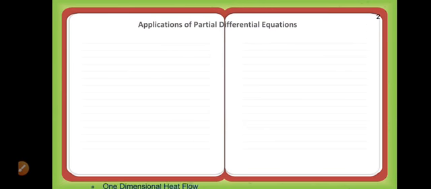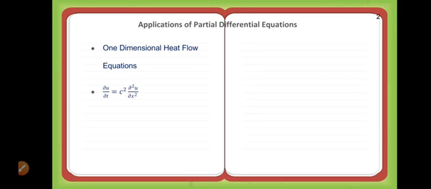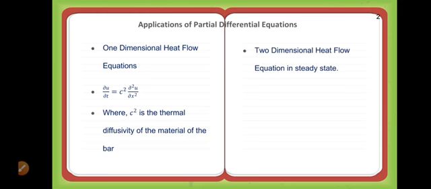The first one is the one-dimensional heat flow equation, which is given by ∂u/∂t = c² ∂²u/∂x², where c² is the thermal diffusivity of the material of the bar. The second application is the two-dimensional heat flow equation in steady state, which is given by the Laplace equation, that is ∂²u/∂x² + ∂²u/∂y² = 0. Now we will understand the concept of the solution of the one-dimensional heat flow equation in this lecture.